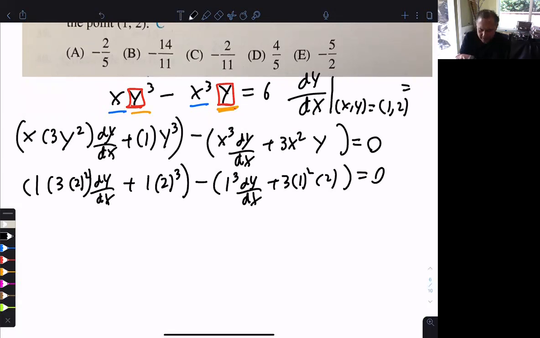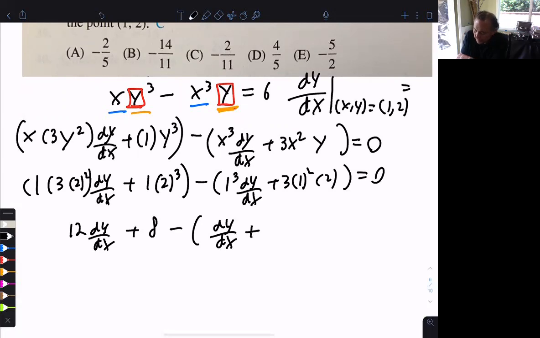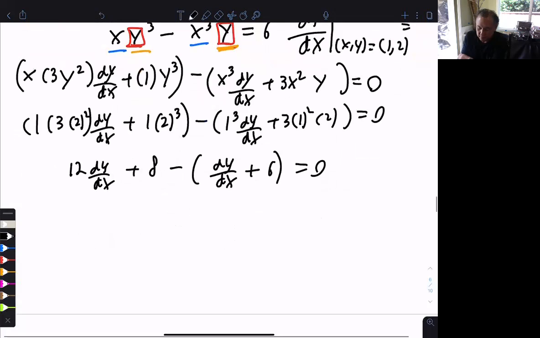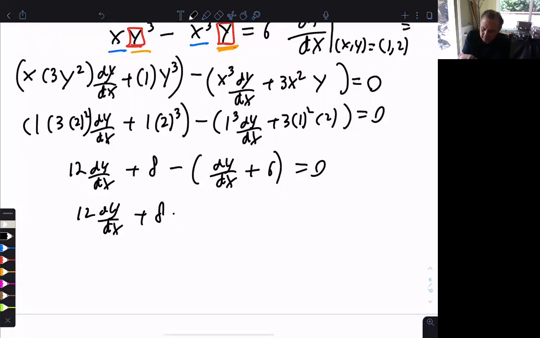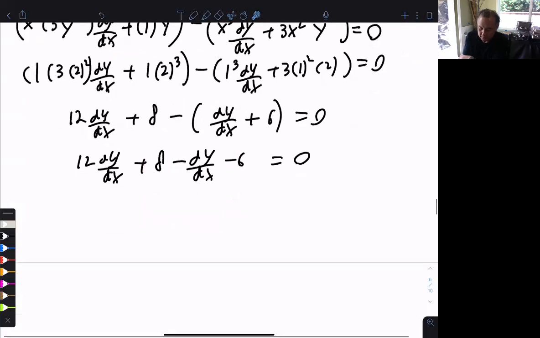Now let's do some simplifying. 4, it's 12. 8 dy dx plus 6. I'm now going to distribute the negative sign. I'm going to combine these two to get 2.